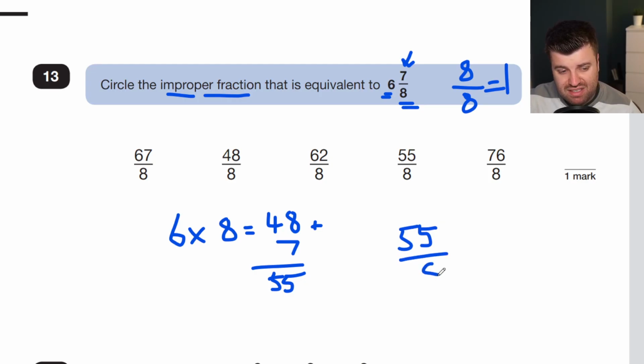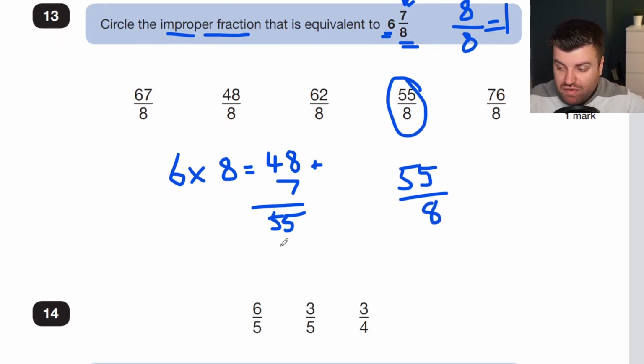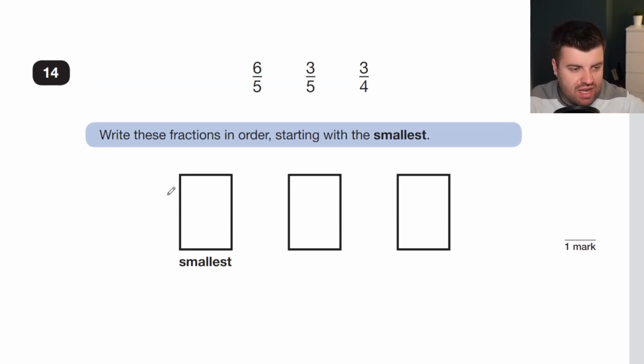We cross our fingers and we hope it's there. Of course it is. So we circle that. And we move on. Question 14. Write these fractions in order, starting with the smallest.